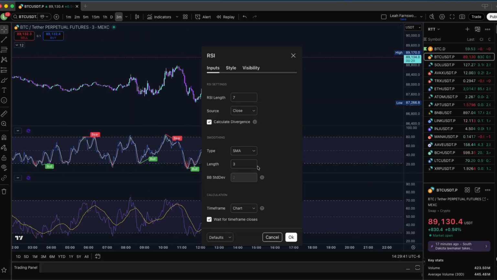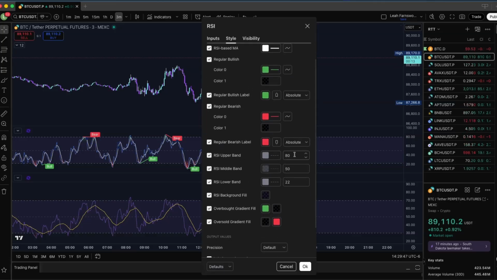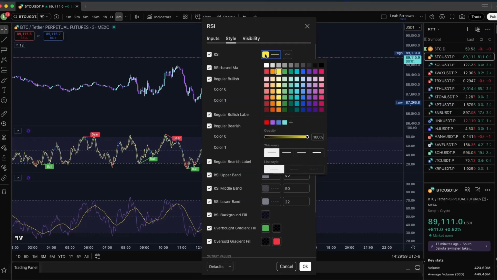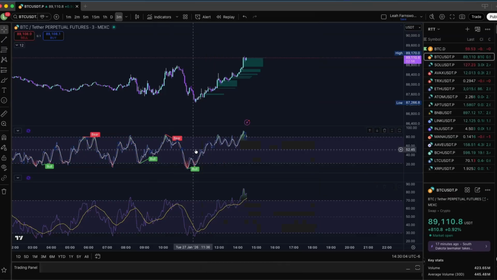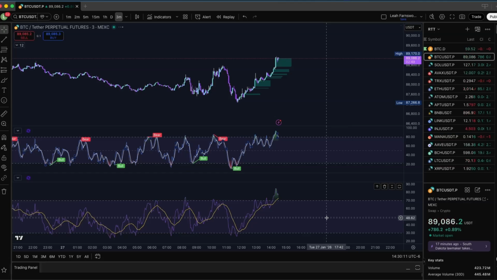Type SMA, length 3. And then if we move to style here, you're going to want to pay attention to RSI upper band 80, RSI middle band 50, and RSI lower band 22. Okay, so these are all the settings I use for the RSI. If you want to switch your colors here, whatever colors you want to make it, that is up to you. So that is all I have set for the RSI. So the RSI, very important in anything you're trading. I think most traders would agree, but this is pretty typical.